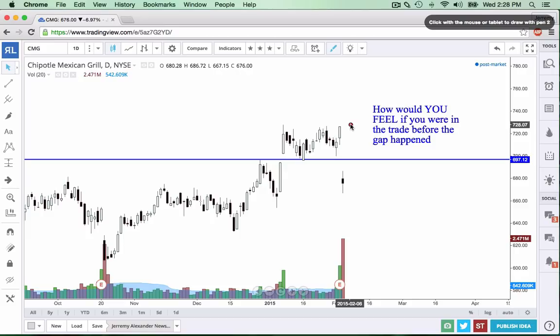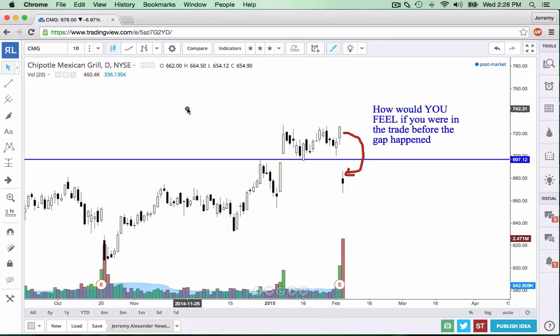But let's just say Bob has this feeling, this emotion tied to this trade. How does he feel when the stock gaps down? Well, he feels sad. He feels like he's going to lose on the trade. And he's losing on the trade. Now he's down money. So now instead of making money, he's losing money. He's going to get upset. And what is he likely going to do? He's likely going to sell and run away with his tail between his legs. He's going to be upset. That's usually what happens. This is what I refer to as a gap and go.